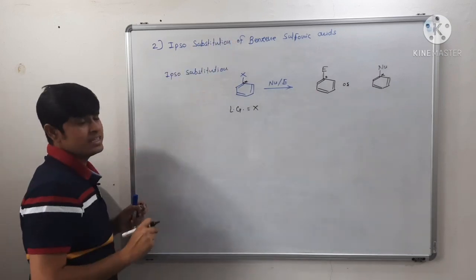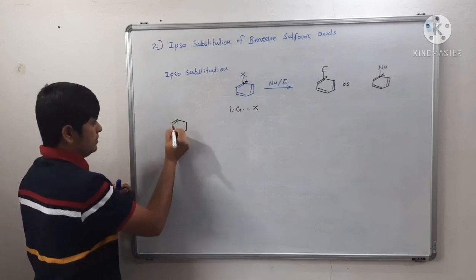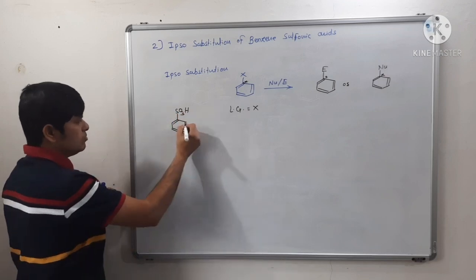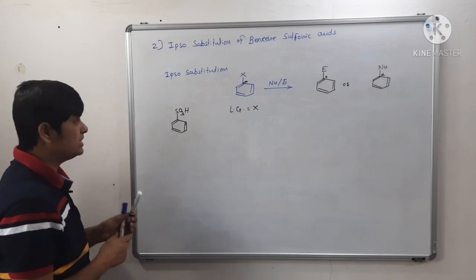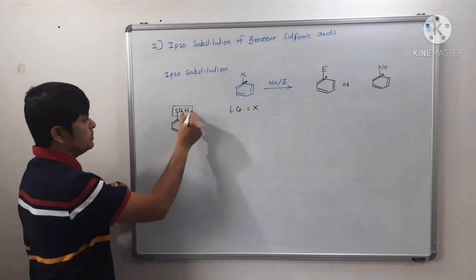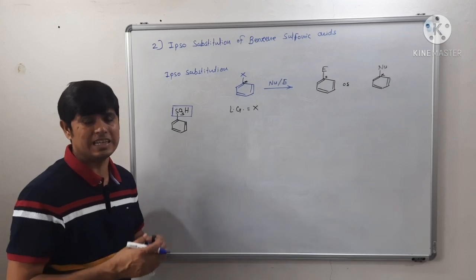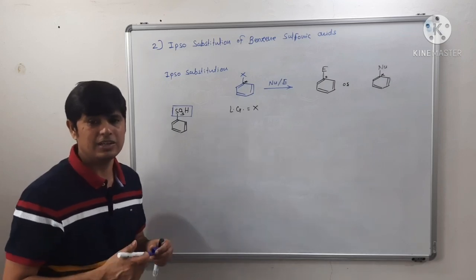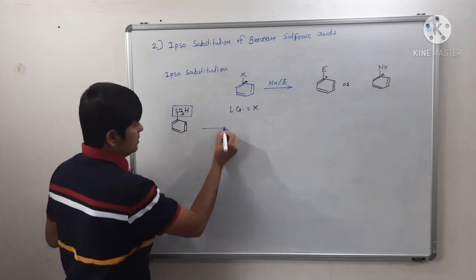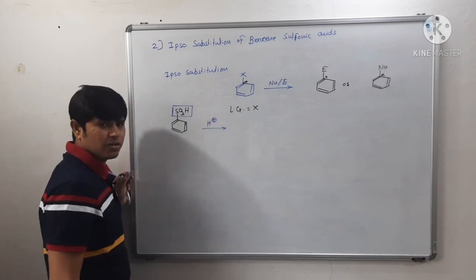Next we will see ipso substitution of benzene sulfonic acid. So see, this is benzene sulfonic acid. We have seen that this sulfonic acid group, this SO3H group, is highly labile. It can undergo desulphonation very easily at high temperature. Suppose our electrophile is H plus here.